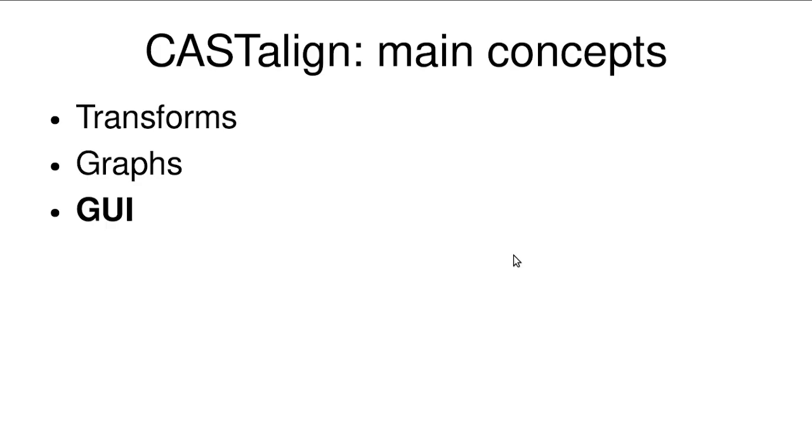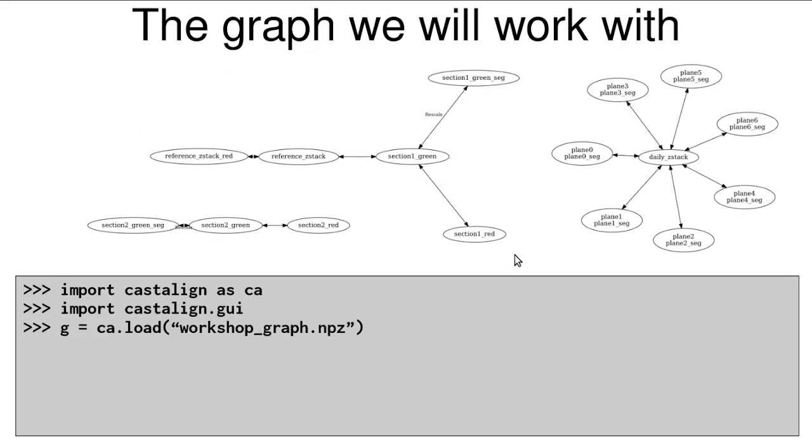Okay, so lastly, we're going to chat about the graphical interface, and then I'll show you how it's used. So with the interface, let's load a graph. We've seen this before, import CASTalign. We also have to import CASTalign.gui, and that's just because this imports a lot of libraries, and you might not want to install those on a headless server. So we can import this, and we can load the graph. I'll distribute this file so that you can follow along. This workshop graph, oh sorry, that should be workshopgraph.db, not .mpz.